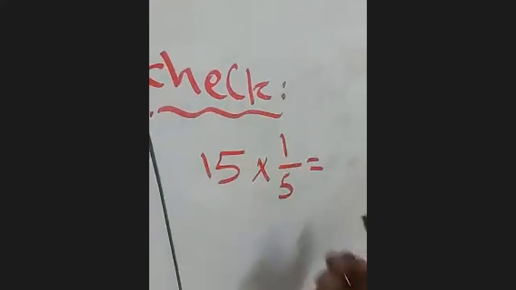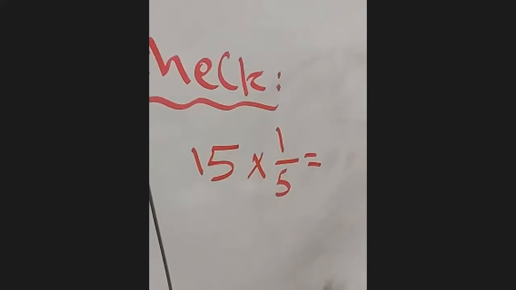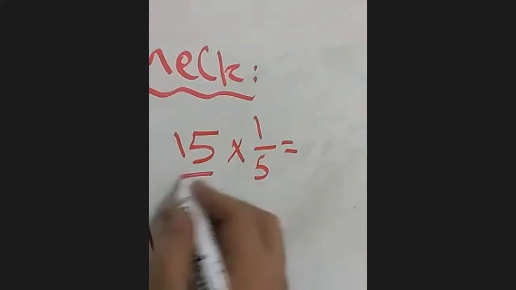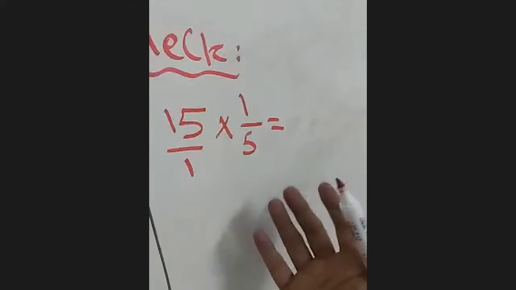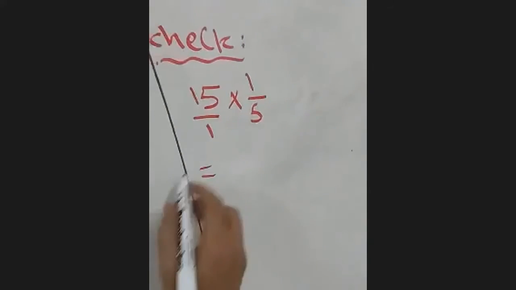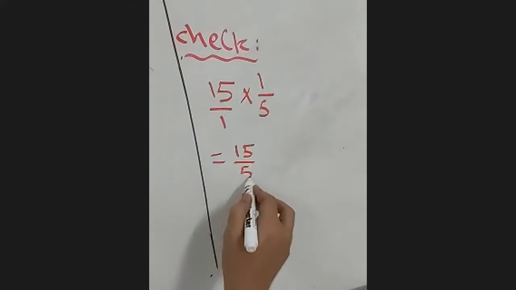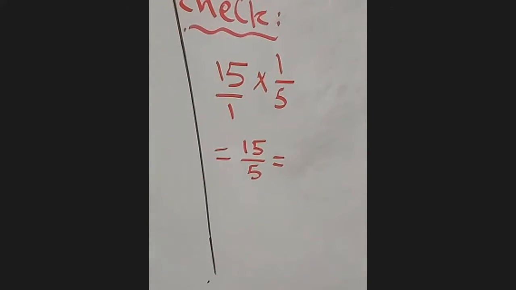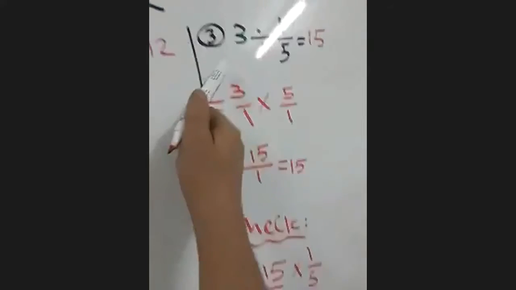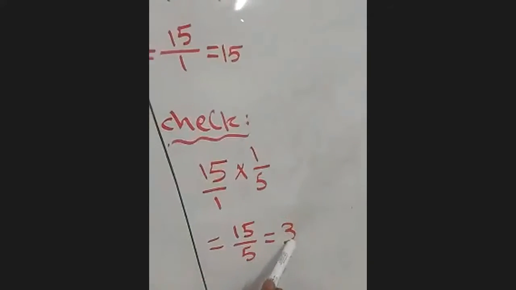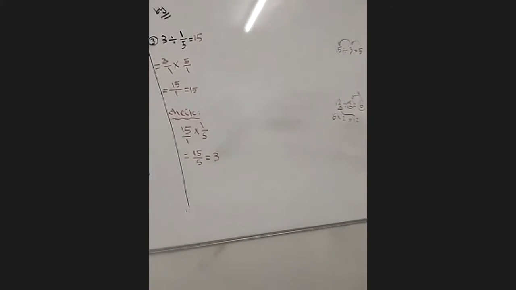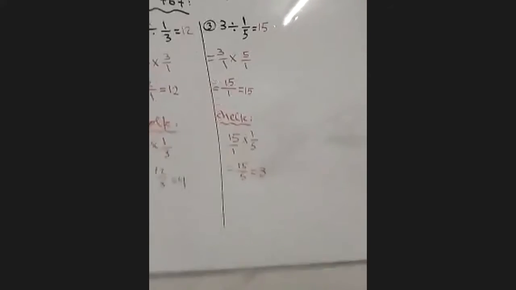So here how we do multiply? We took this idea a few lessons ago. We make it as a fraction over 1. Then we multiply up and down, right? 15 multiply 1, 15. What's the answer? 3, which is the same as the dividend, right? So our answer is correct. This is question 3, guys. Do it in your book, please. And let's do question 4 now.